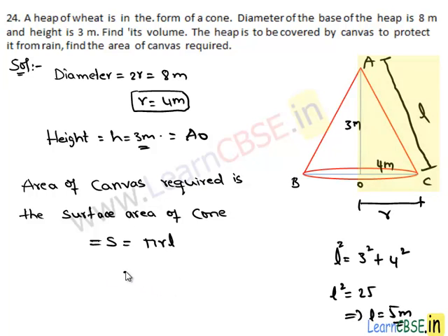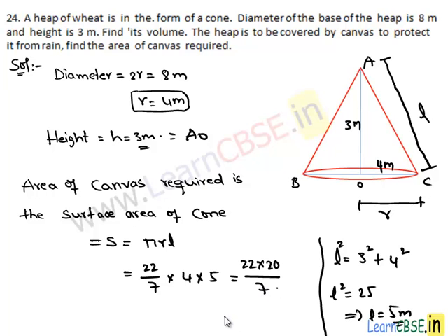Let's substitute. The value of pi is 22/7 and radius is 4, and the value of l is 5. We get 22 times 20/7, and it is equal to 440/7 meters square, since surface area units are meters square. And this completes our solution.